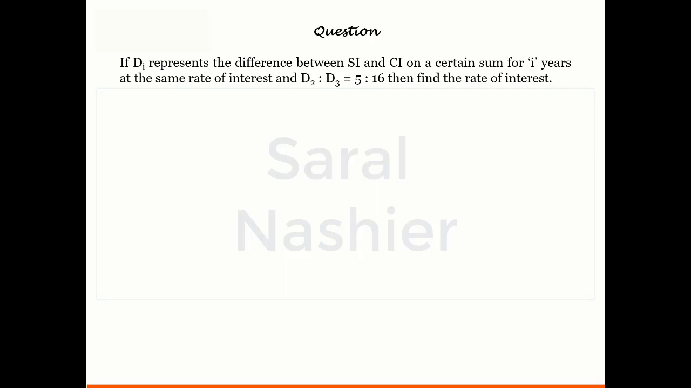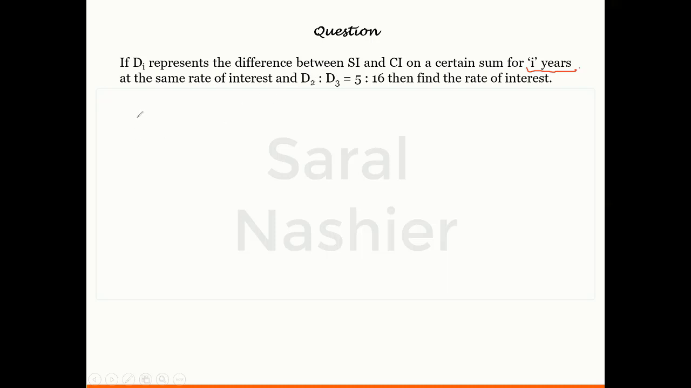So let's start discussing the question now. This is also from one of the actual CAT exams. If D2 represents the difference between SI and CI on a certain sum for 2 years, so keep this in mind, this is 2 years, not the 2nd year, at the same rate of interest, and D3 is the same for 3 years, and D2 is to D3 is 5 is to 16, then find the rate of interest.